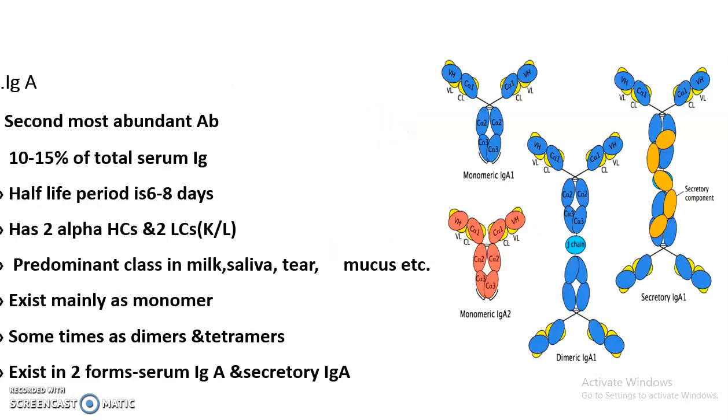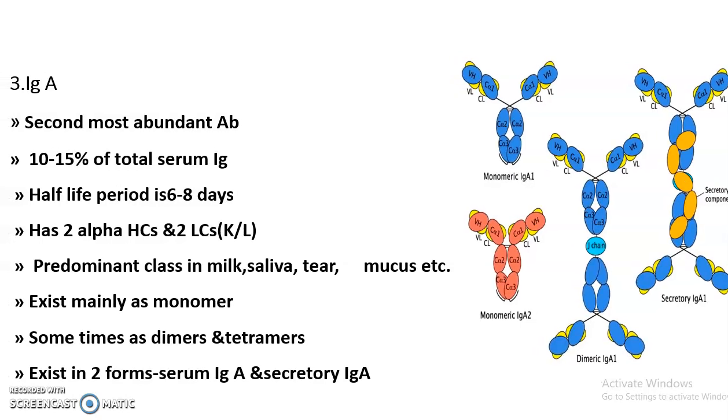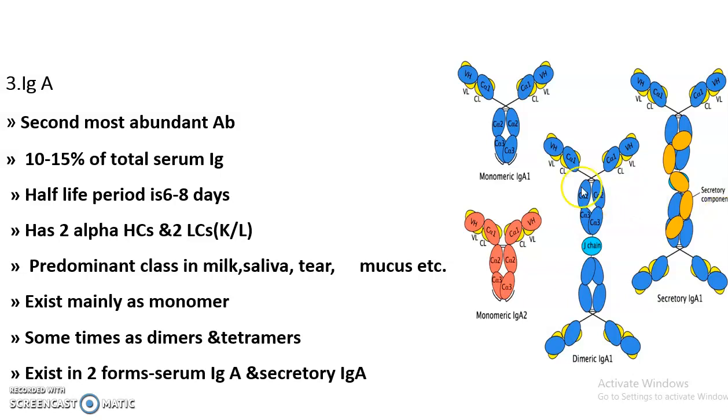The third class is IgA. It is the second most abundant antibody. 10 to 15% of total serum immunoglobulin is IgA. Half-life period is 6 to 8 days. Has 2 alpha heavy chains and 2 light chains, either kappa or lambda. It is a predominant class present in milk, saliva, tear, mucus, etc.